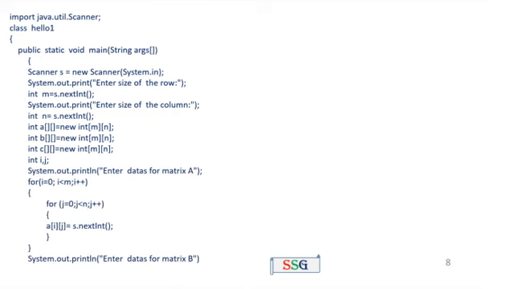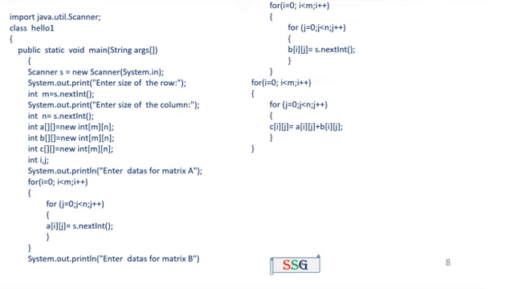Then System.out.println, enter the data for matrix A. For i equal to 0, i less than m, i plus plus, j equal to 0, j less than n, j plus plus. Next, we get the input from the user for array variable a, for matrix A. Then enter the data for matrix B. The same for i equal to 0, i less than m, i plus plus, j equal to 0, j less than n, j plus plus. Next, b of i comma j equal to s.nextInt. That means it will collect the input from the user for matrix variable B.